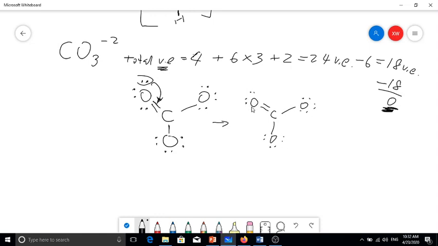So this oxygen is losing one of the lone pairs, but still has 4 pairs: 1, 2, 3, 4. The carbon in the middle has 1, 2, 3, 4 bonds, that's 4 pairs. The other 2 oxygens are not changed. And it has a -2 charge, so you need the square brackets to cover it up.